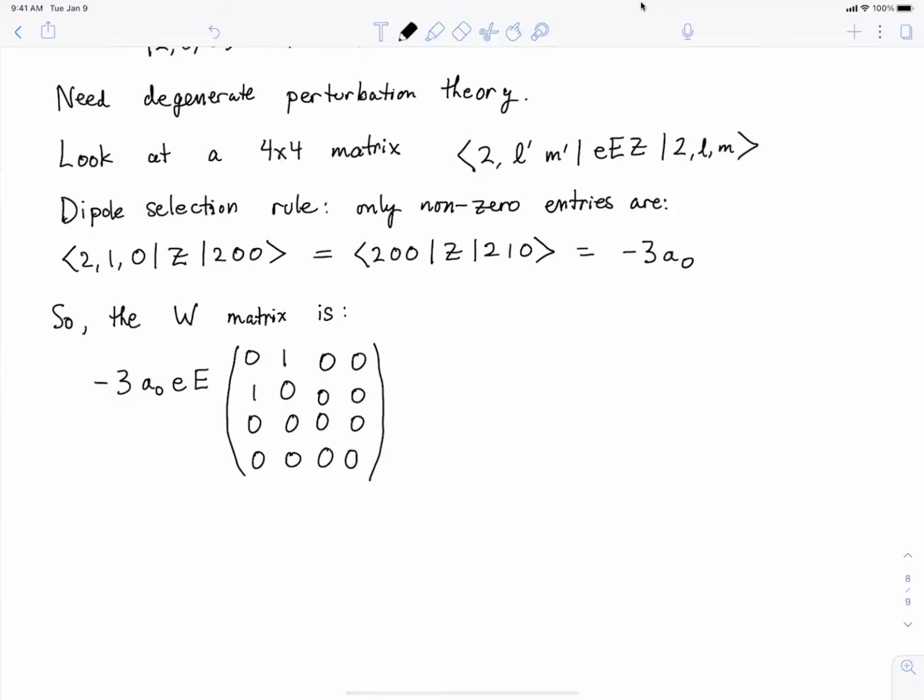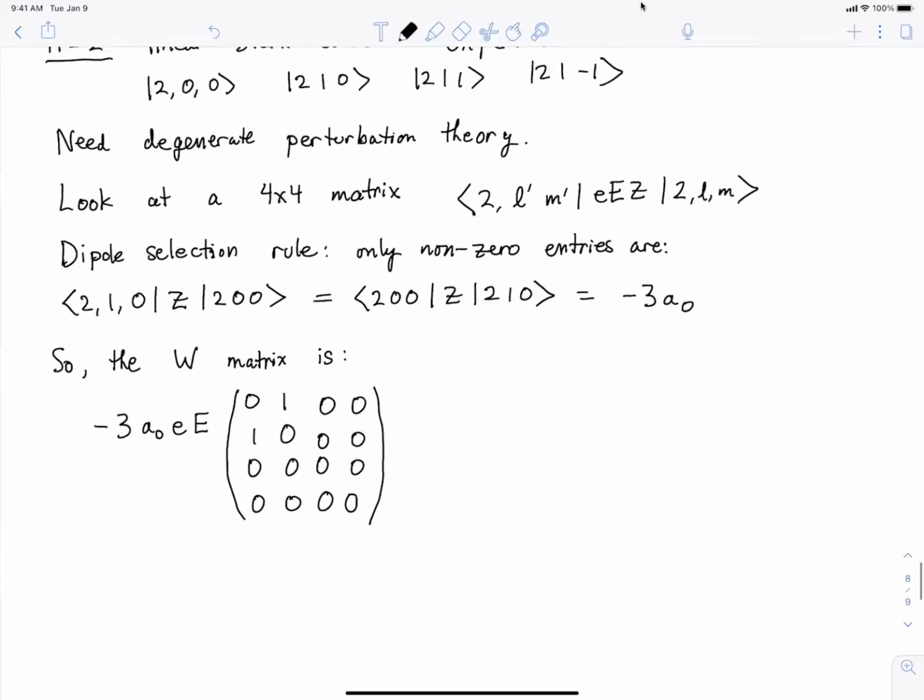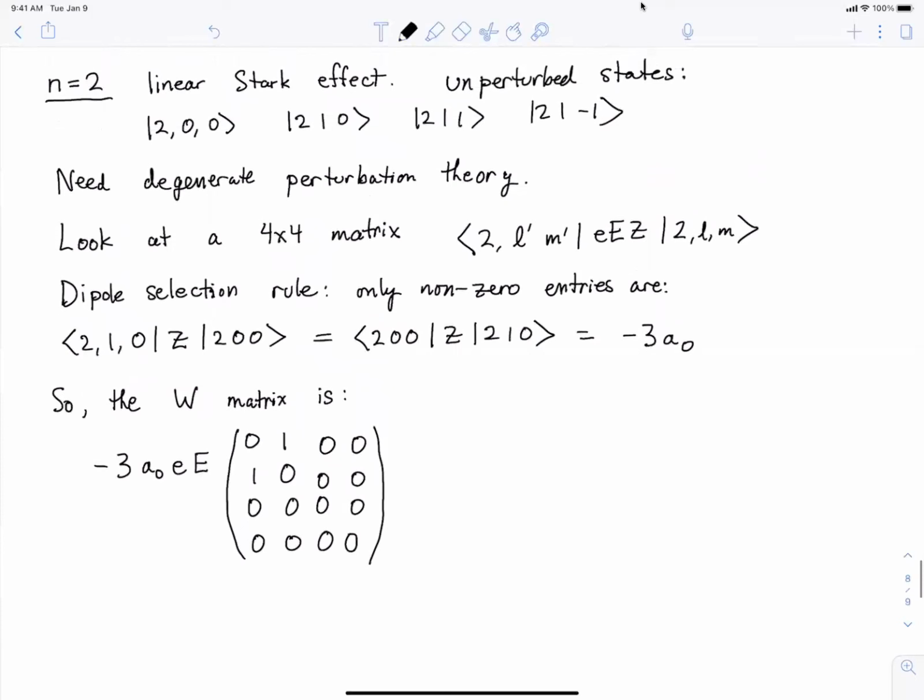Dipole selection rules are a great thing, right? And this is in the basis where I've put the entries in the matrix in the exact same order given here, right? So the only things that are non-zero are the things that connect this state with that state. That's the off-diagonal things here. And then these states just don't get any non-zero matrix elements at all. That's why all of these are 0 and all of those are 0.